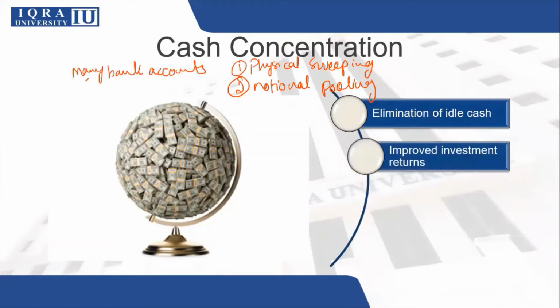The second advantage is improved investment returns. Again, because you have cash in one place, you can easily divide that cash into short-term investments and long-term investments. If you have many subsidiaries, then you might be worried that if you invest too much into long-term investment, maybe you'll run out of cash. But once you have concentrated all of your accounts, you will have a good idea of how much cash is extra that can be invested in long-term investment, which will give you a higher yielding return.